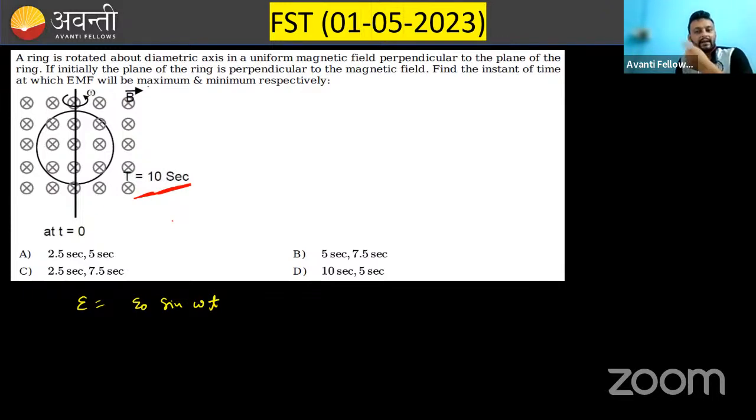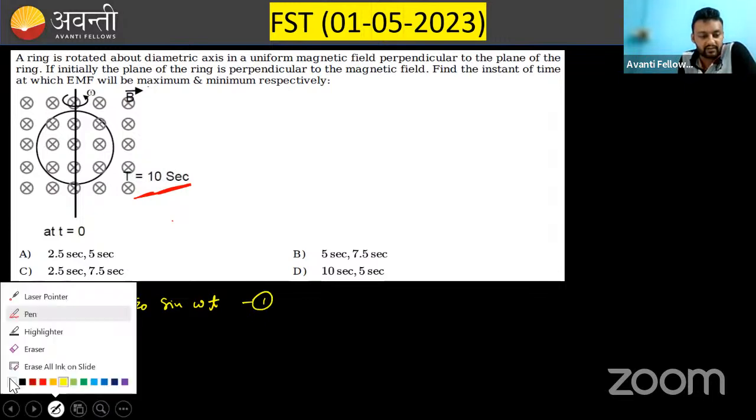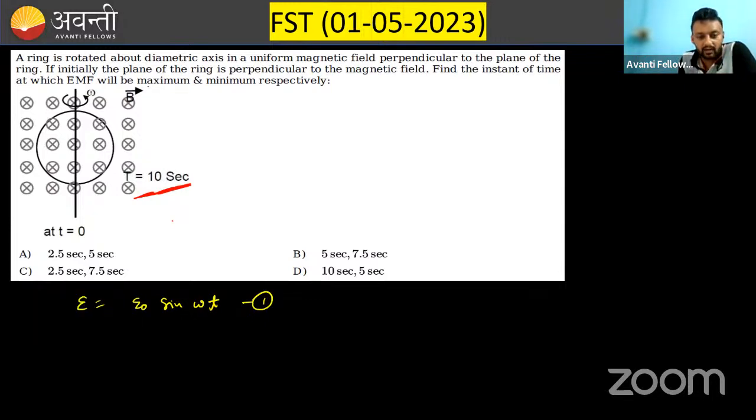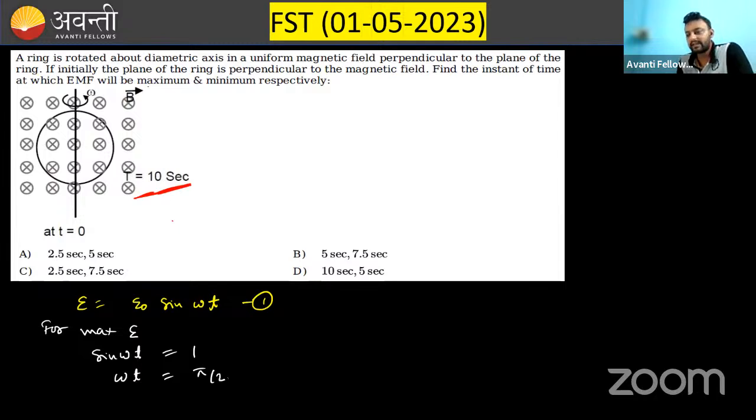They are saying find the instant of time at which EMF will be maximum. So this is the equation of induced EMF. This EMF will be maximum when sine omega t is maximum. So for maximum EMF, sine omega t should be equal to 1. Is it clear? That means omega t should be 90 degrees because sine 90 is 1.